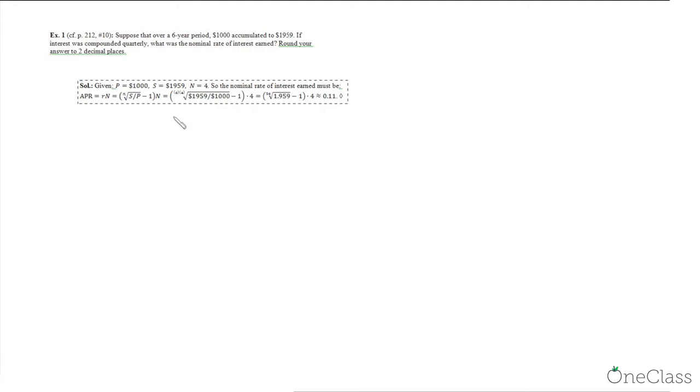So basically I just rearranged that equation, little r equals APR over N, and we plug everything in. I did some quick little algebra here. You can rearrange it yourself, plug the relevant quantities in, and you'll see it comes out to the 24th root of 1959 over $1,000. Notice the dollars cancel again over here, minus 1, times 4, because N equals 4, and it comes out to about 0.11, so about 11%.